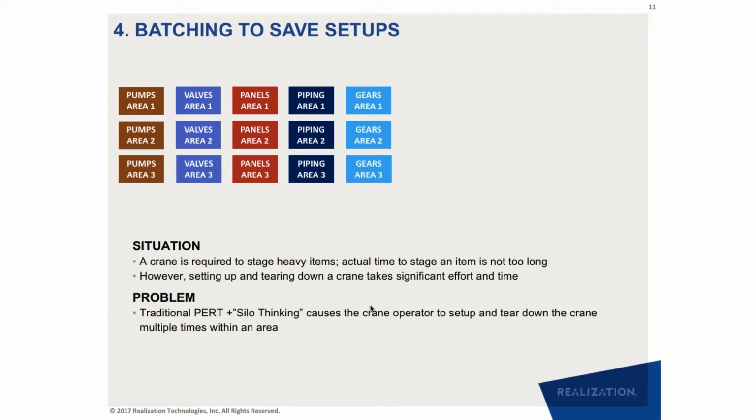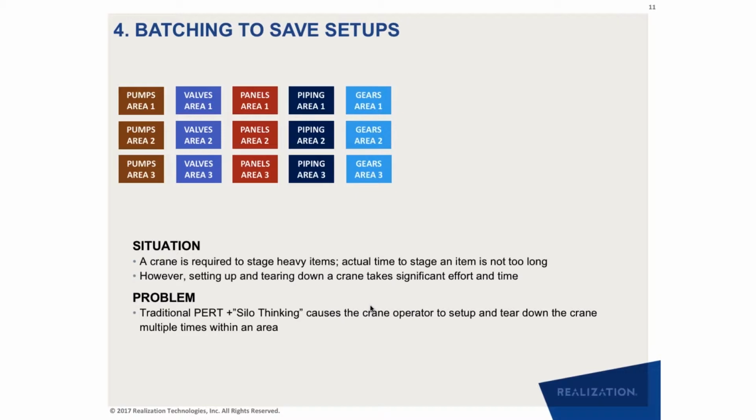The fourth example is batching. This is a little bit, not counterintuitive, but if you come from a manufacturing background, you think batching is a bad idea. In projects, sometimes batching is actually a good idea.